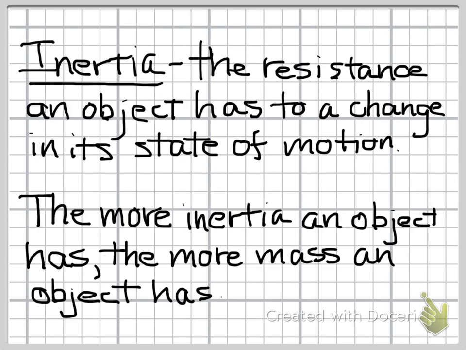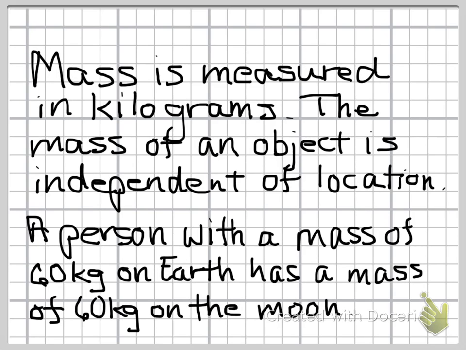Inertia. Inertia is the resistance that an object has to a change in its state of motion. The more inertia an object has, the more mass an object has. Mass is measured in kilograms. The mass of an object is strictly dependent on how much stuff is in the object. It is independent of location. So a person with a mass of 60 kilograms on Earth has that same mass on the moon.